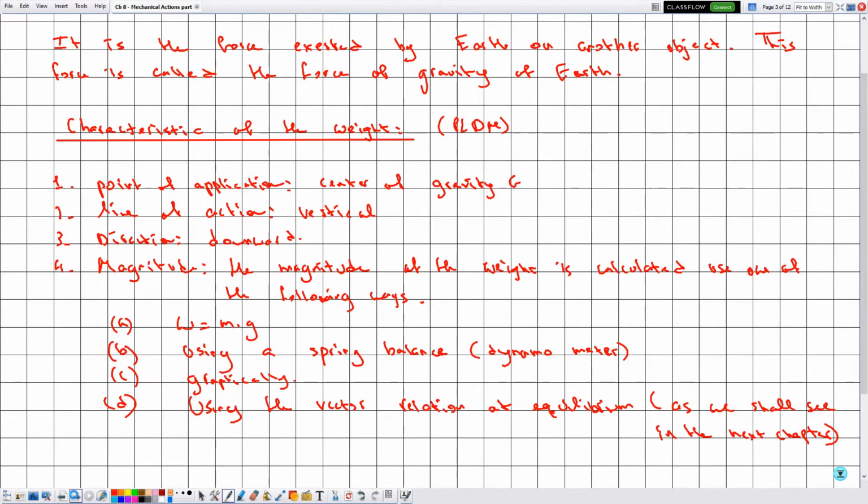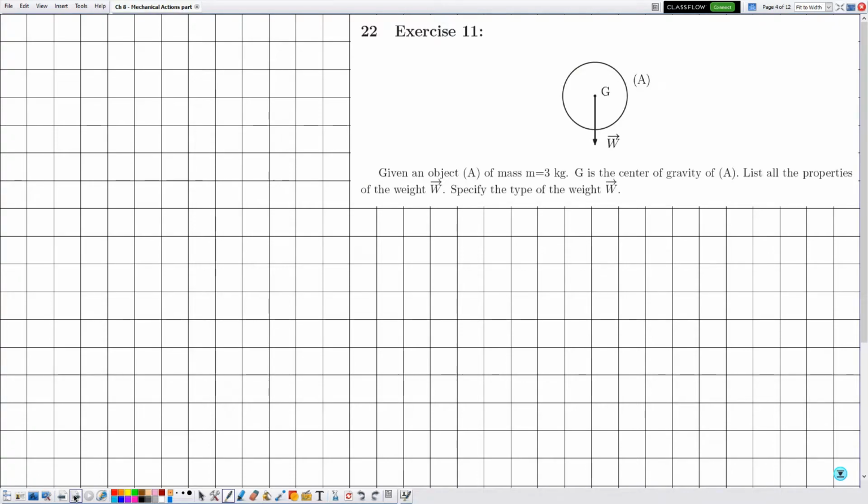Now let me solve the following exercise as a direct application. Given an object A of mass m equal to 3 kilograms, G is the center of gravity of A. List all the properties of the weight and specify the type of the weight. Let me start with the properties of W. So weight W.